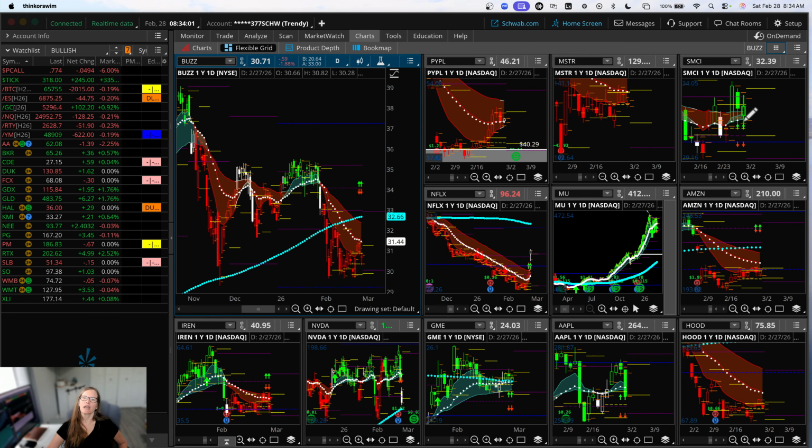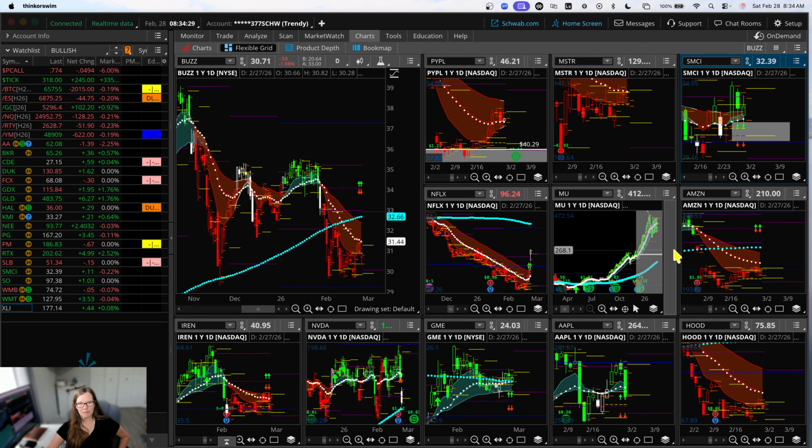SMCI, that's a definite candidate here for a pullback near this imbalance candle, near this weekly edge, near this yearly edge, all in that area there. That would be a candidate. So I will add SMCI and just take a look at that chart.